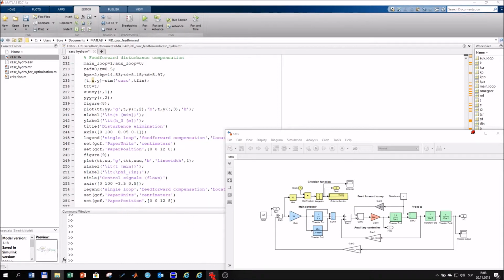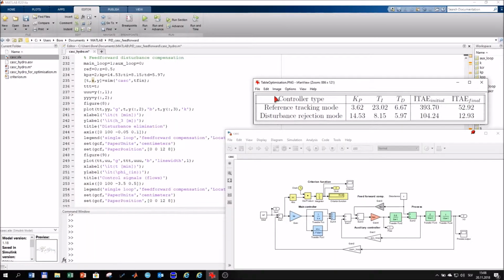Let's remember this table. This table was obtained by optimization, and this second row is intended for the disturbance rejection mode. So we can find these three parameters for the P, I and D parts of the controller, and we also notice that the starting value of the criterion function was 104, and after optimization it was much smaller, about 13. So these are the parameters of the optimized PID controller.